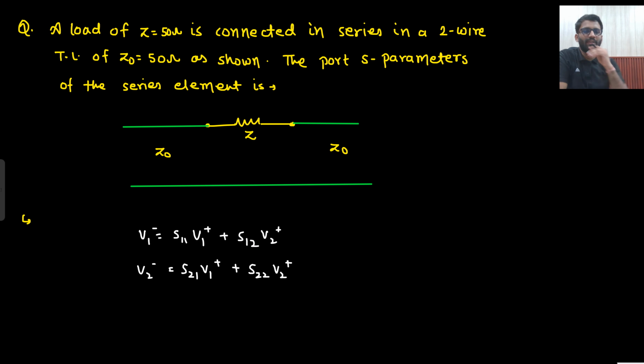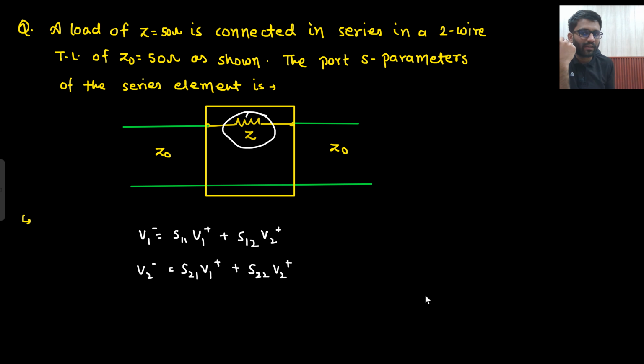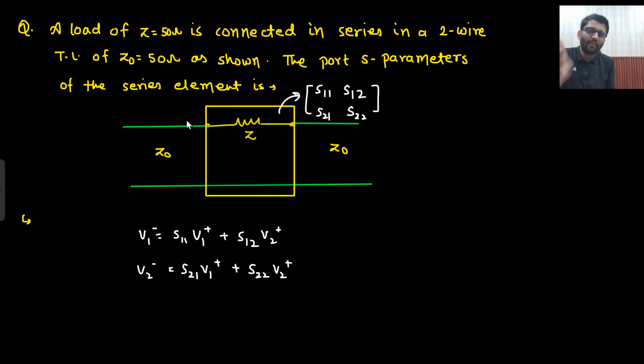So now this is the first question. This is your two-port network, which is a single series element, and these are two transmission lines. These are the ports. Both are having Z naught impedance. This is a single network, which is your two-port network. With respect to this, we will define S11, S12, S21, and S22. This is your port 1, this is your port 2, and in between there is a network.